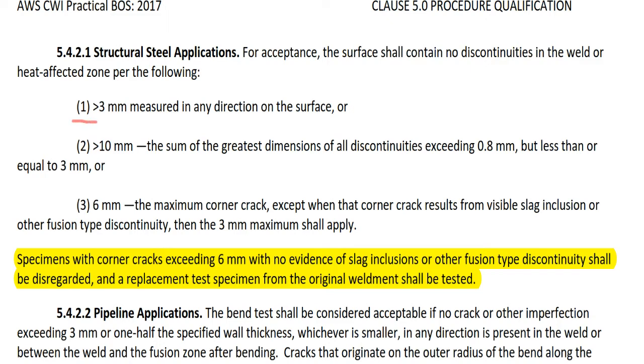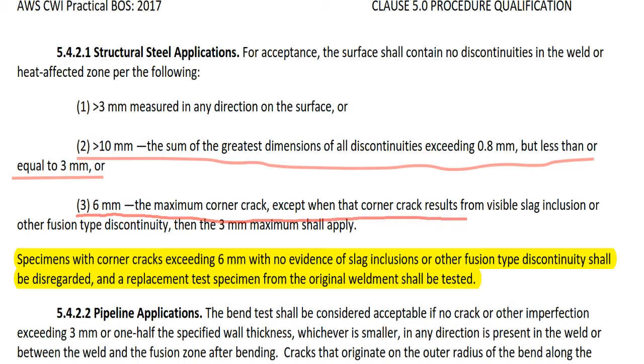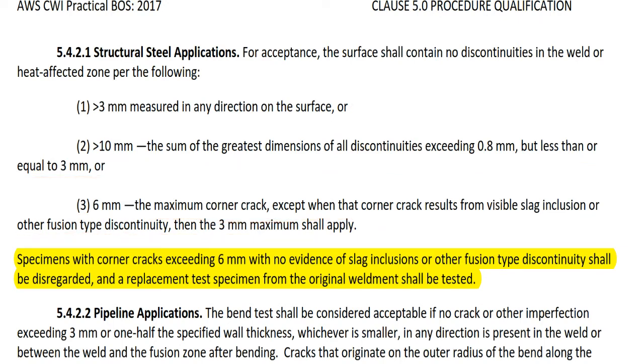Number 1, bigger than 3 mm measured in any direction on the surface, or number 2, bigger than 10 mm, the sum of the greatest dimension of all discontinuities exceeding 0.8 mm but less than or equal to 3 mm, or number 3, 6 mm, the maximum corner crack, except when the corner crack results from visible slag inclusion or other fusion type discontinuity, then the 3 mm maximum shall apply. So let's look at number 1.